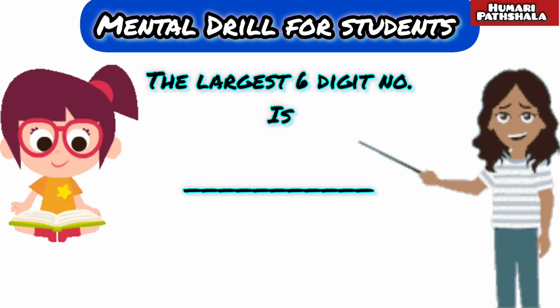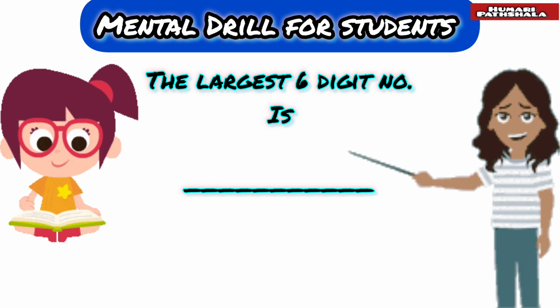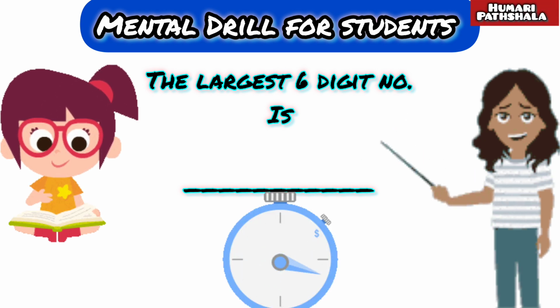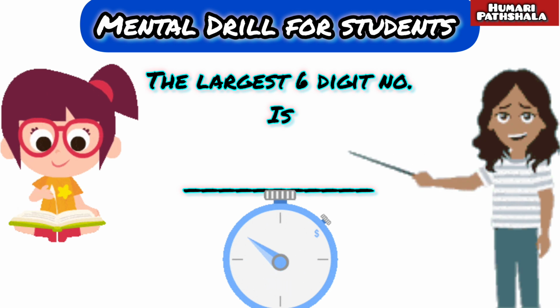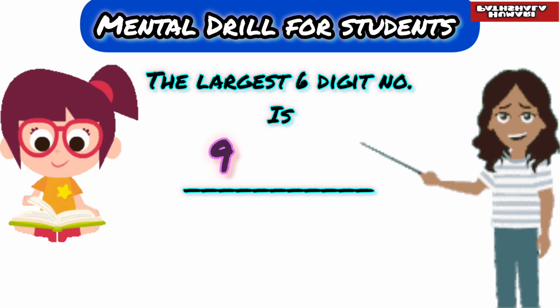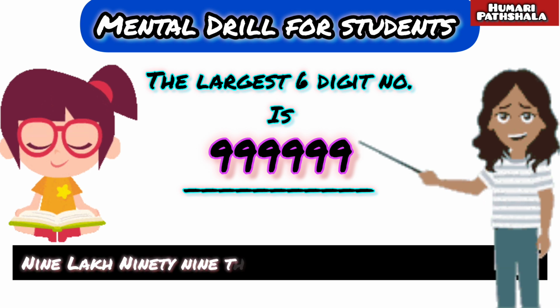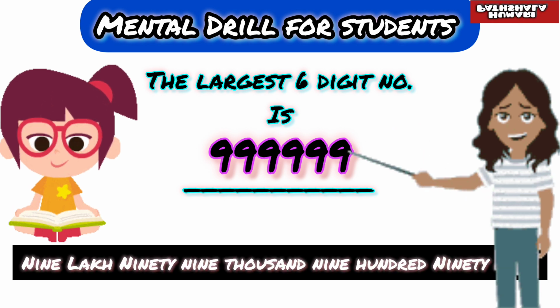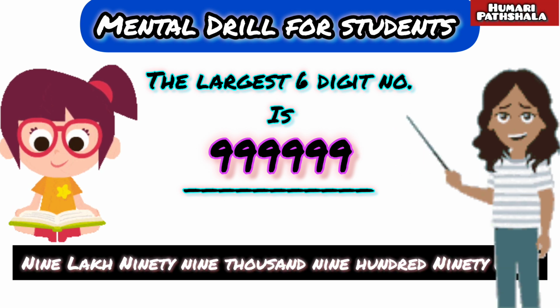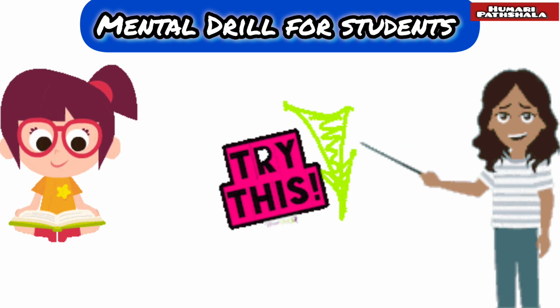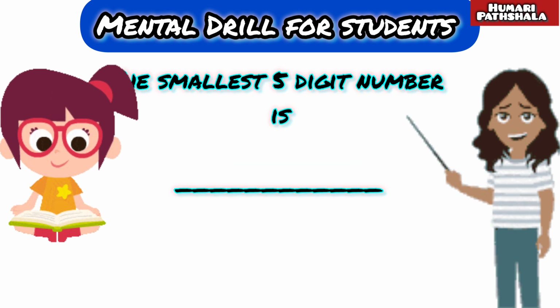The largest 6-digit number. Same way, you can solve this question. You have to find out the largest 6-digit number. Try to solve this. 6 times 9. The largest 6-digit number is 9,99,999. 6 times 9. Let us try another one.